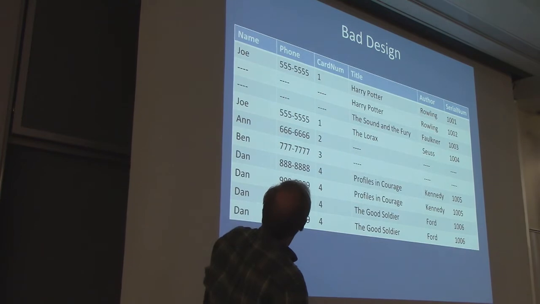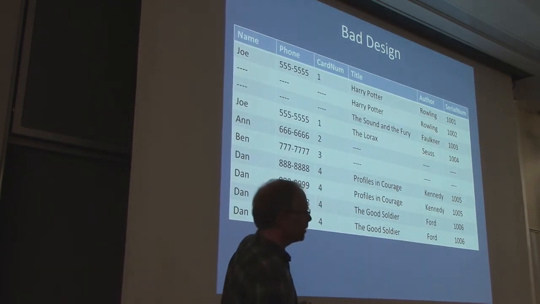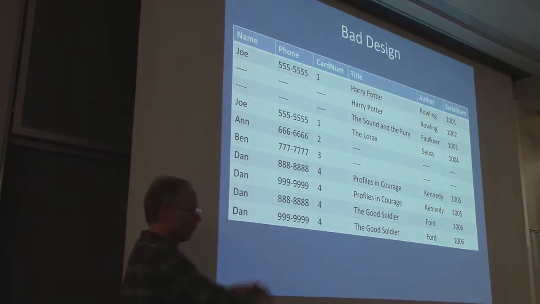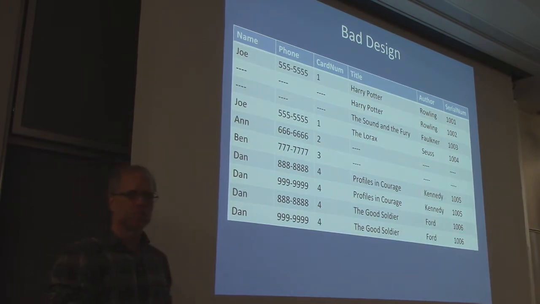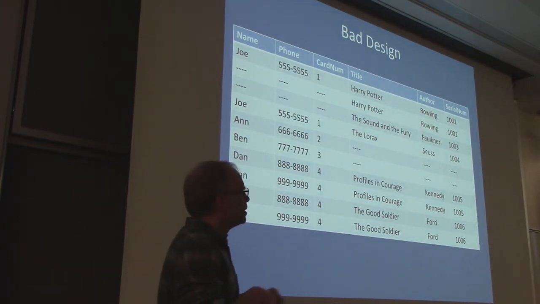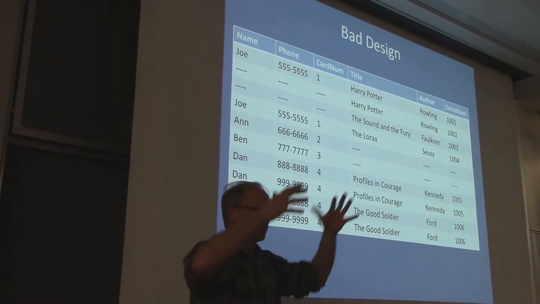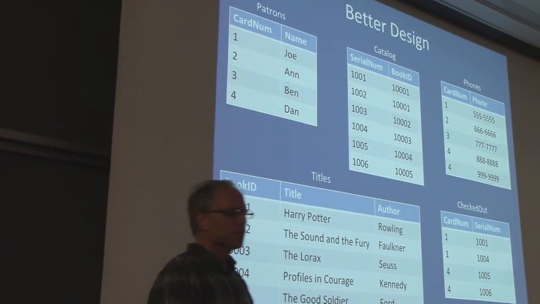Like up there, we have these books, 1002 and 1003, that no one has checked out. So we have to store nulls because no one has them checked out. You look at that, it's just confusing on the face of it. So that's a bad way to store things in tables. To meet our goals, we need to break our single table down into multiple tables. So here's a better design.